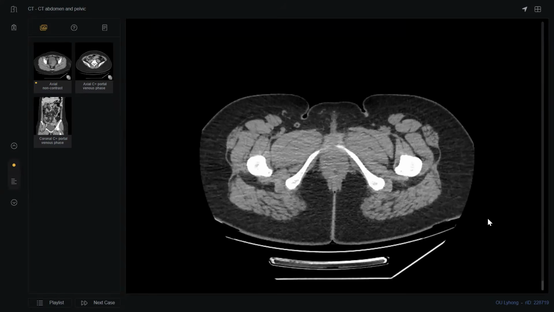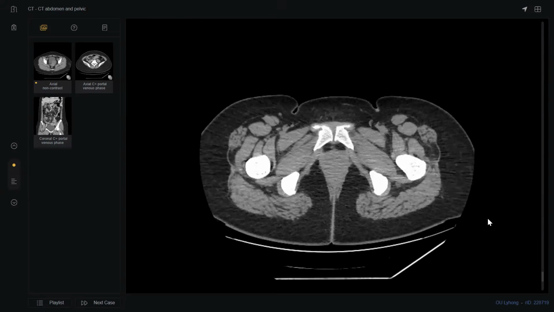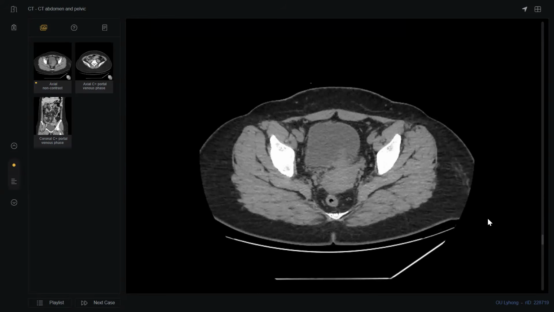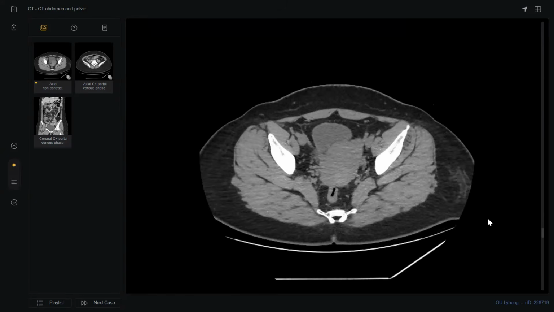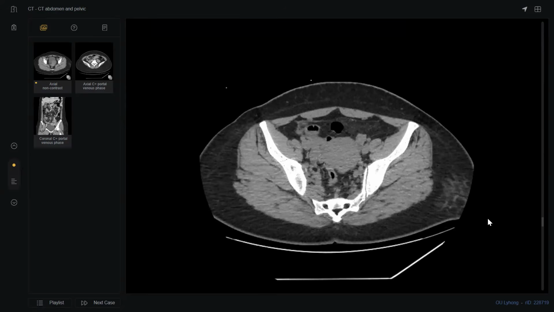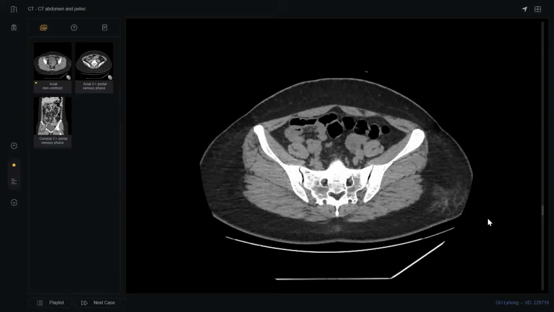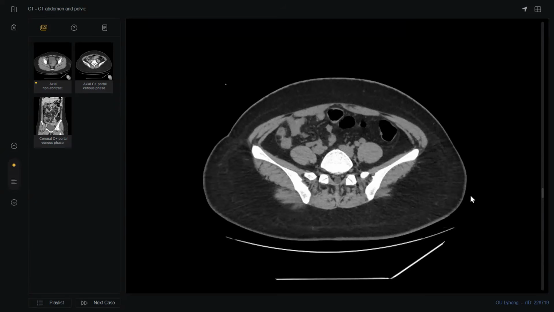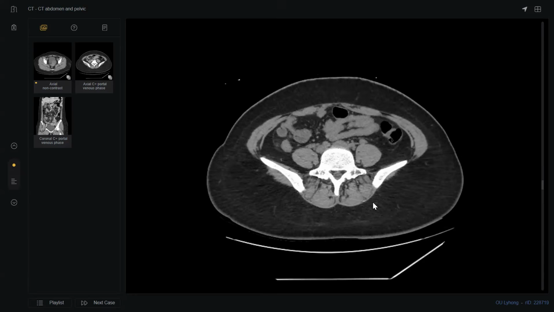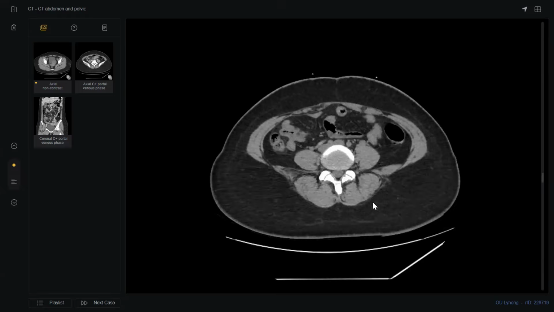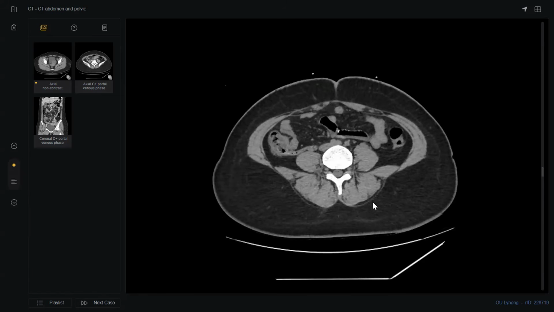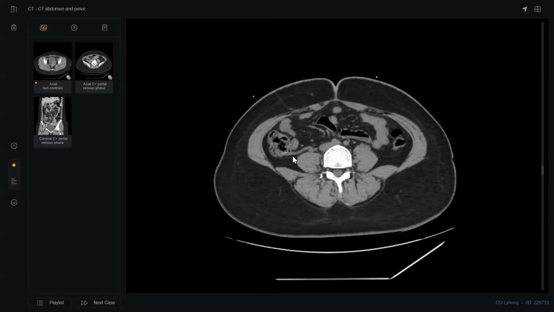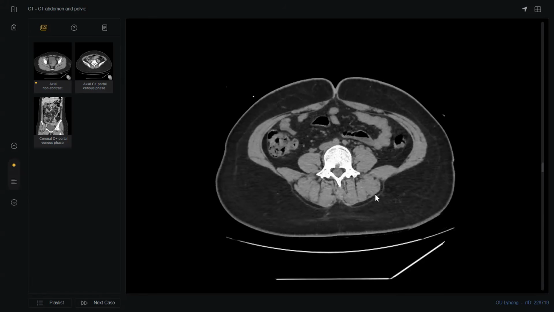So this is the last cut available. As I'm moving superiorly, I can see the bladder outline is preserved. The uterus appears normal in size. The adnexa do not show any gross enlargement within the confines of non-contrast CT. There is some prominence of vessels in the right iliac fossa. Other than that, the ileocecal junction is preserved. The appendix is normal in caliber. Right here. There is no evidence of acute appendicitis.